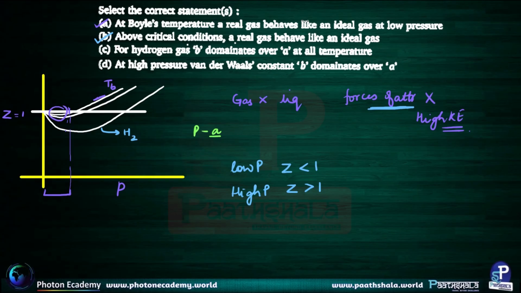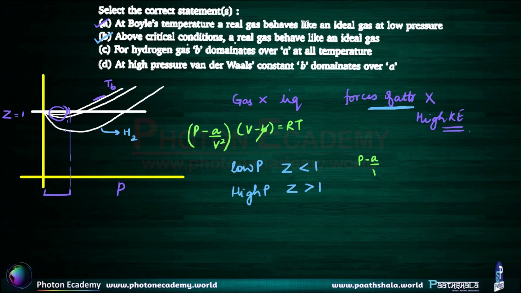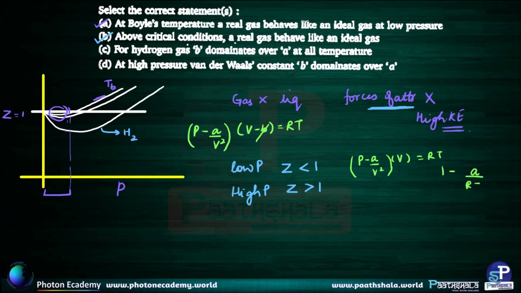(P + a/V²)(V − b) = RT, right? At low pressure, the b term gets neglected. So what we have is (P + a/V²)V = RT. And Z at low pressure conditions comes out to be 1 − a/RTV, right?